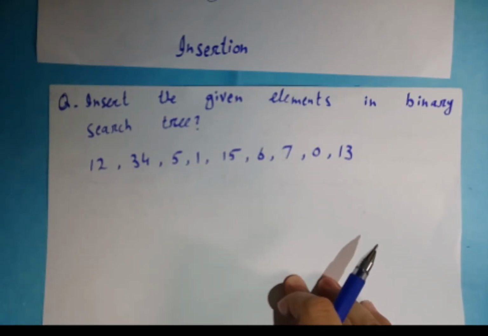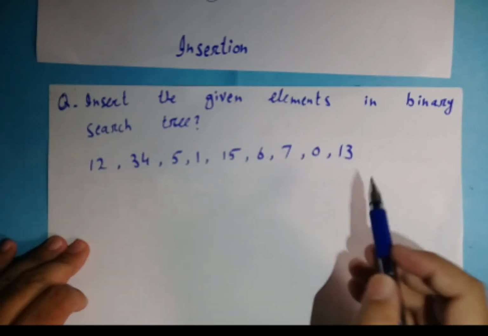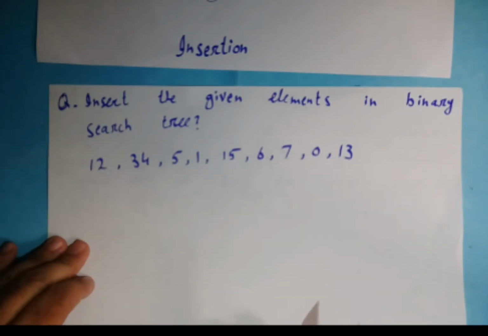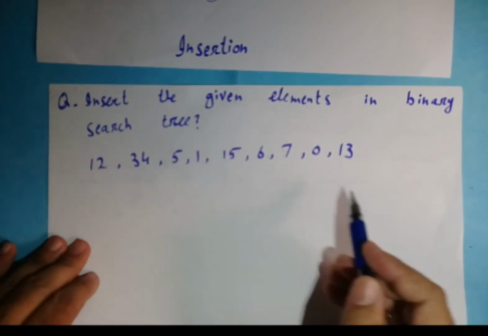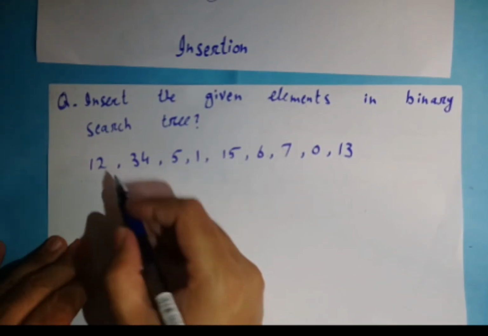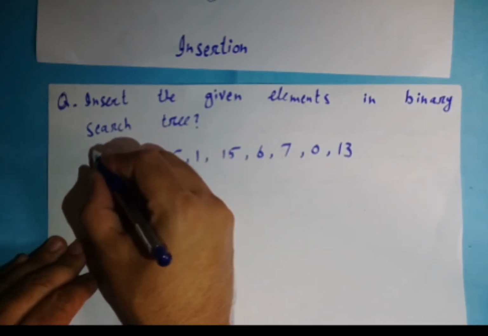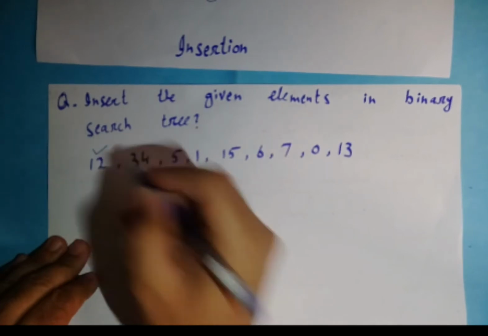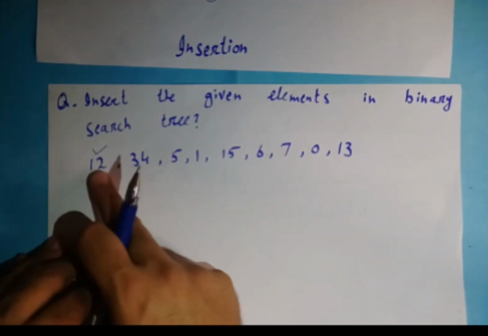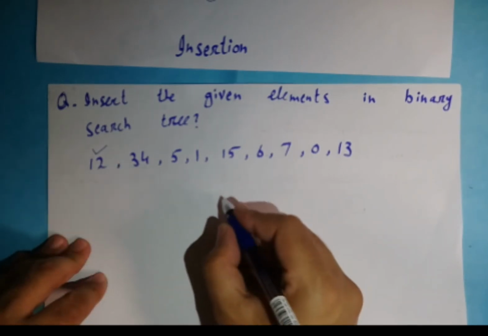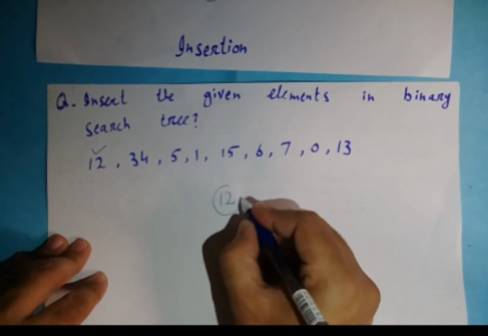So let's get started. First of all, I've got these elements, and I'm going to insert these elements in the binary search tree. First of all, I have to go to the first element, which is 12. I'm going to write it down right on the top. So I've taken this element, 12, and I'm going to write it down over here.